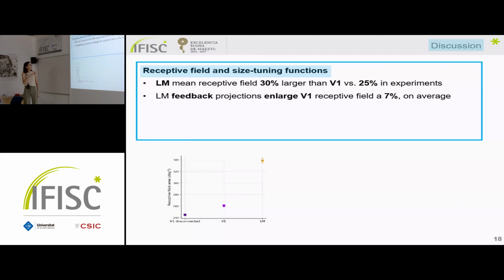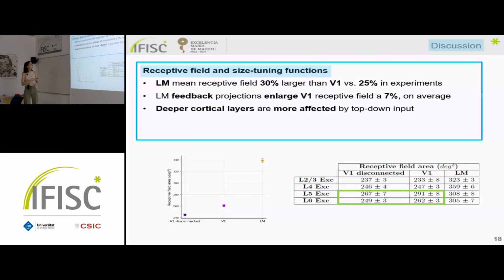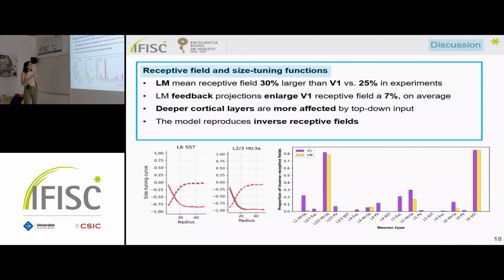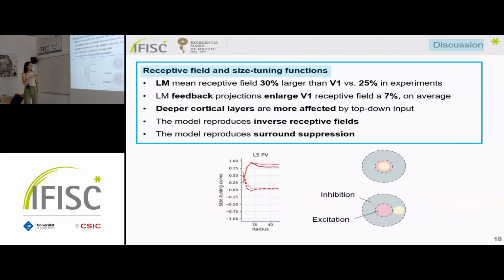We also saw that LM feedback enlarged the V1 receptive field in our model by 7% on average, and that deeper cortical layers were more affected by this top-down input because the change of the receptive field areas was more significant in these cases. We also saw that the model is able to reproduce inverse receptive fields with these two types of neurons having the largest percentage of inverse receptive fields, and that the model is also able to reproduce the surround suppression effect. And this surround suppression effect is more pronounced in the case of the connected model, meaning that LM feedback plays a role in this effect.